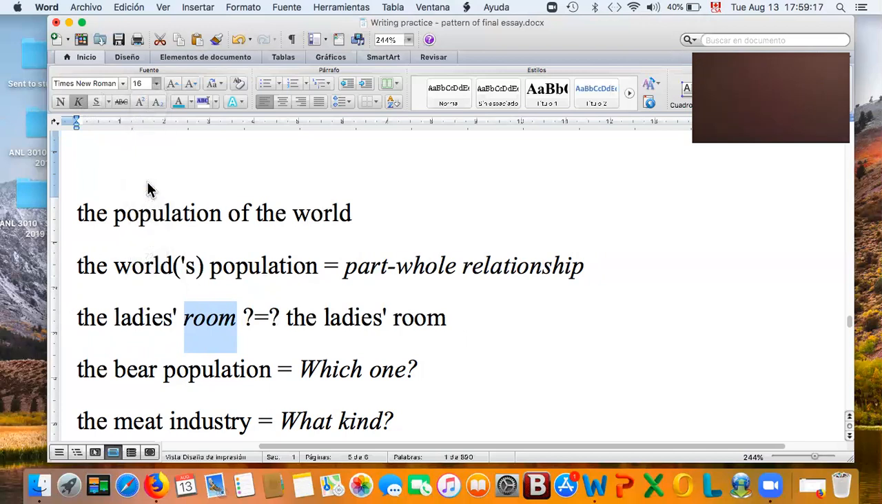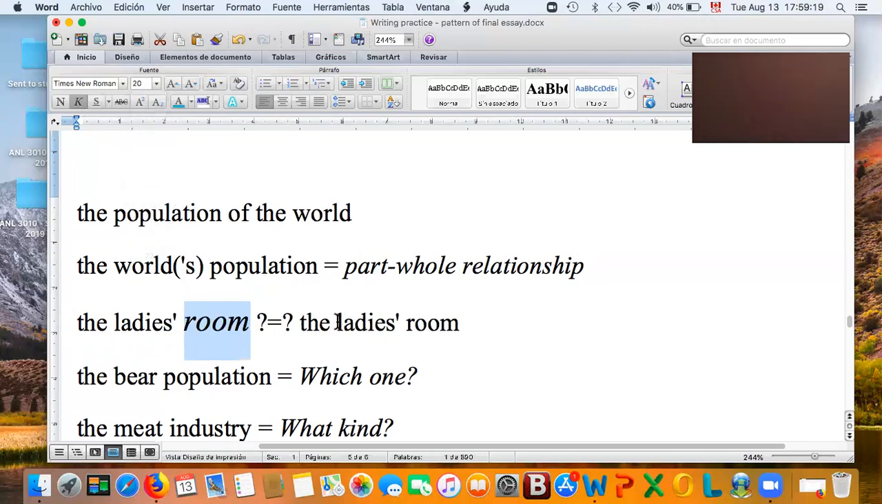Aha. The ladies' room versus the ladies' room. Well, this is the room that belongs to the ladies. In other words, this room is part of the ladies' little world. It's something that belongs to them. It's something that's theirs. It doesn't define them.